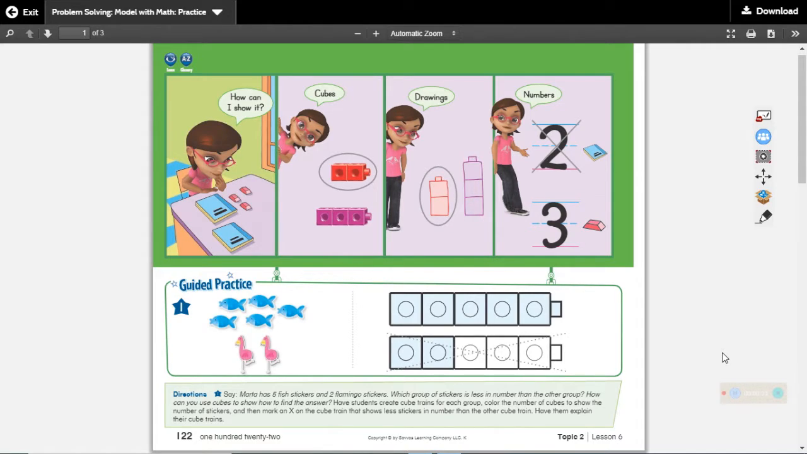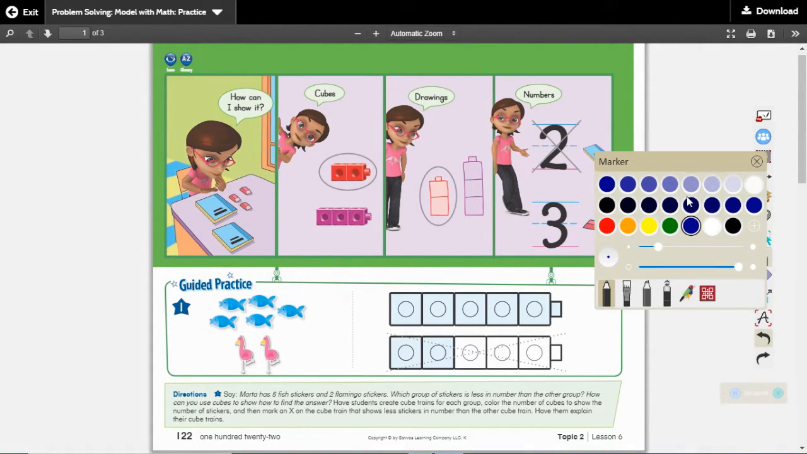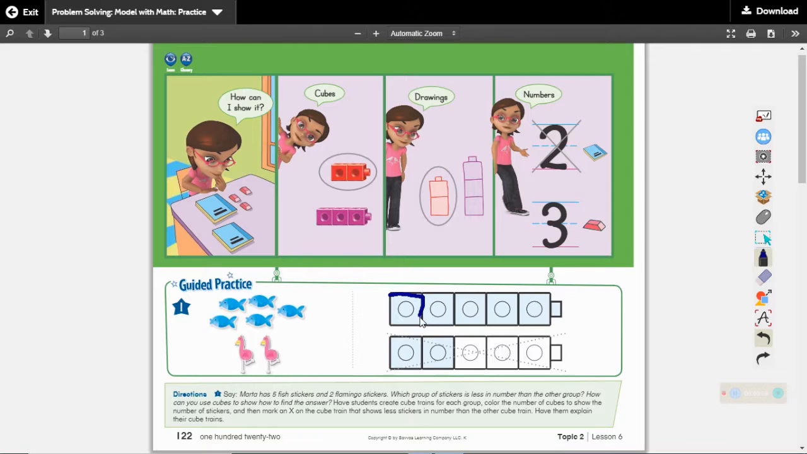So it has given us cubes. How can we create cube trains for each group and color the number of cubes to show the number of stickers? How many fish stickers do we have? 1, 2, 3, 4, 5. So we can use our blue crayon and we can color 5 cubes.